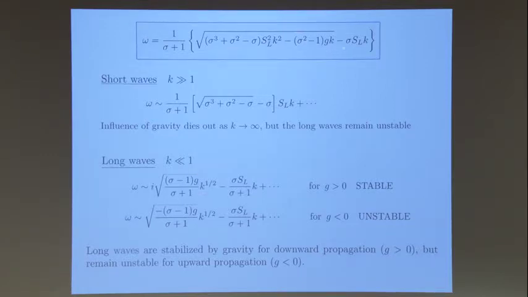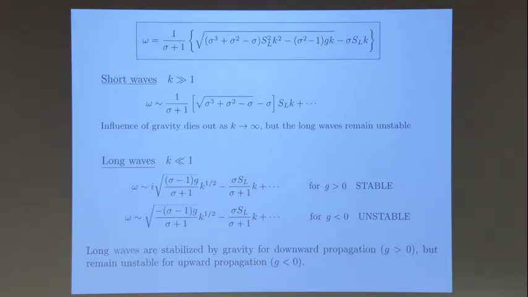And then you have to compute the next term because you are interested in the real growth rate, the real part of it. And the real part of the growth rate is negative. So it indicates that long waves are stabilized by gravity. But it's only if gravity is acting downwards, in other words, for a downward propagation.